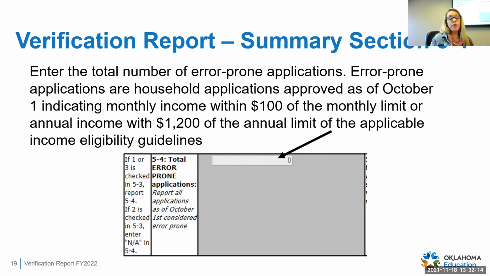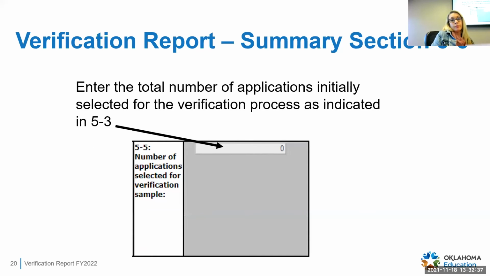So on section 5-4, you'll enter the total number of error-prone applications approved as of October 1, indicating monthly income was within $100 of the monthly or $1,200 of the annual limit. So that's what you'll put there in 5-4. And then in the summary report 5-5, you'll enter the total number of applications initially selected for verification, as indicated in 5-3, in the box provided next to 5-5. So how many applications did you select for verification will go here in 5-5.